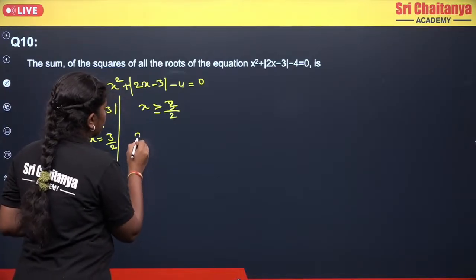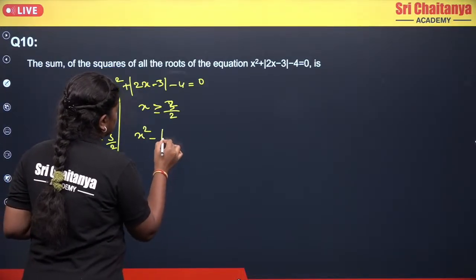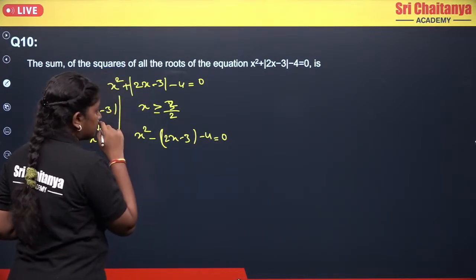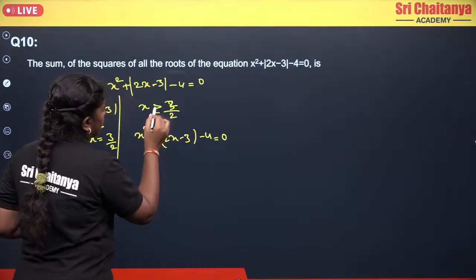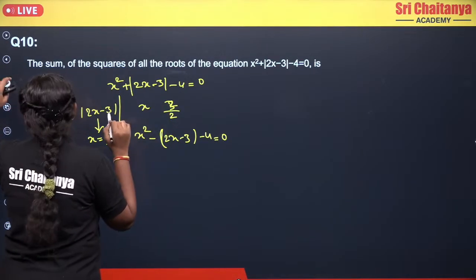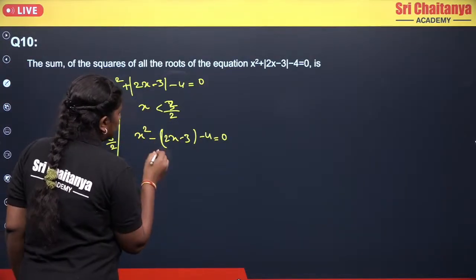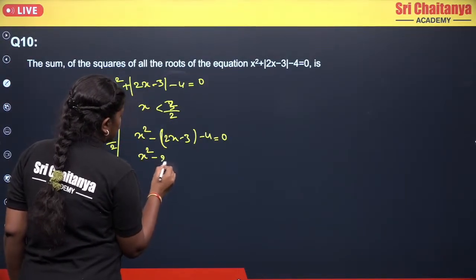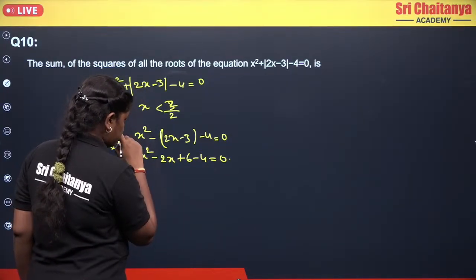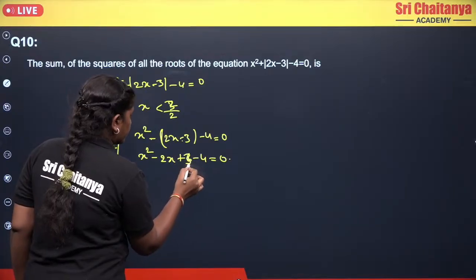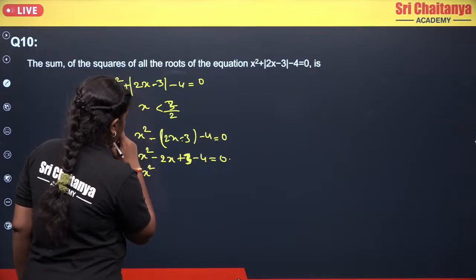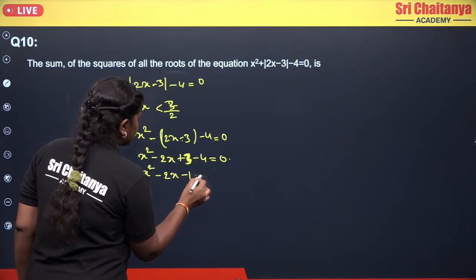So coming to here, it will become x square minus of 2x minus 3 minus 4 equals to 0, because less than we are taking. Oh no, this is the greater than, right? So first consider the less than so that you can get a clear idea. So if you are taking your less than, then it will become your x square minus 2x plus 6 minus 4 equals to 0. So that becomes your minus into minus plus 3. Clear? So here it will be of your x square minus 2x minus 1 equals to 0.